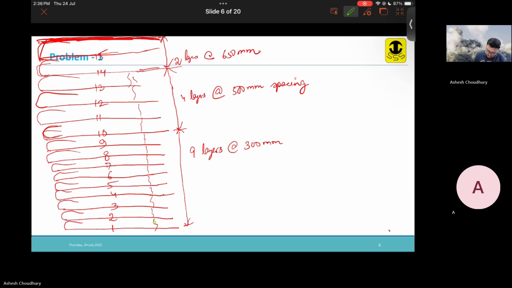So 1 layer, 2 layer, 3 layer, 4 layer, 5 layer, 6 layer, 7 layer, 8 layer, 9 layer at 300 mm. Then 1 layer, 2 layer, 3 layer, 4 layer at 500 mm. Then 1 layer, 2 layer at 650 mm. So this is my spacing arrangement.